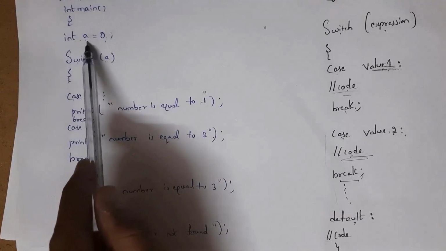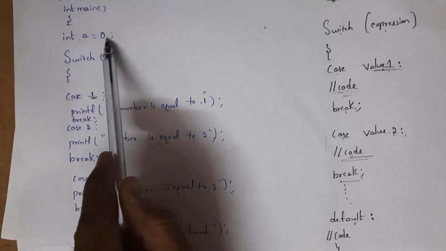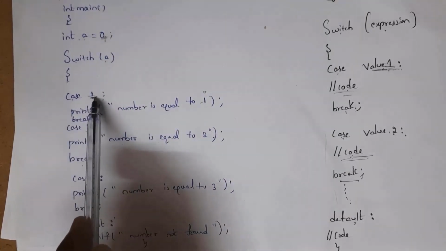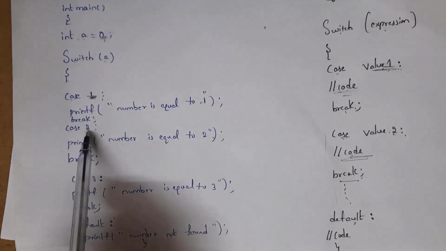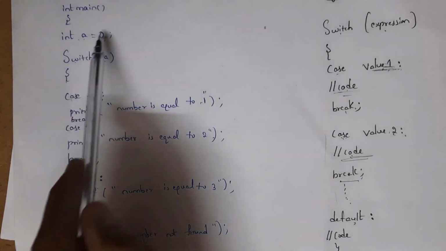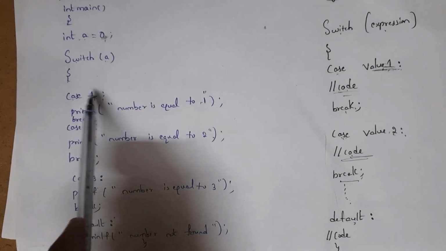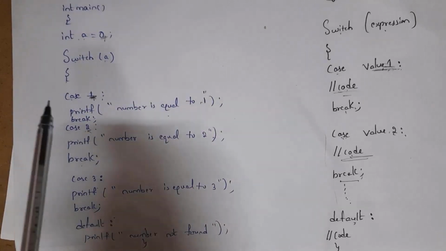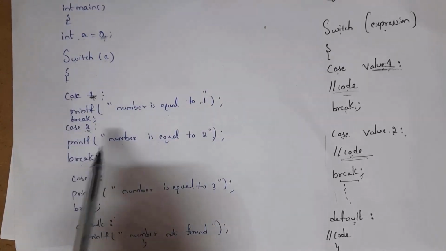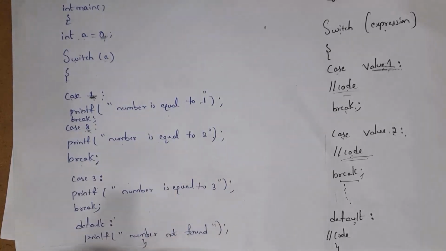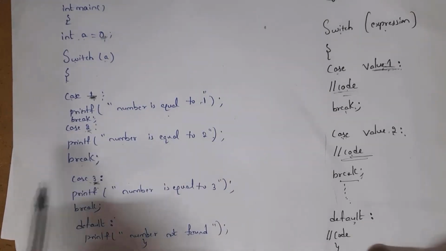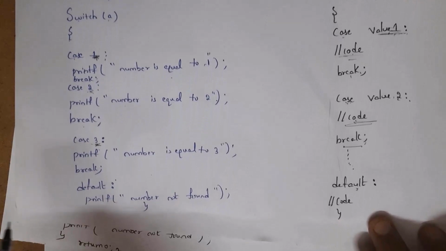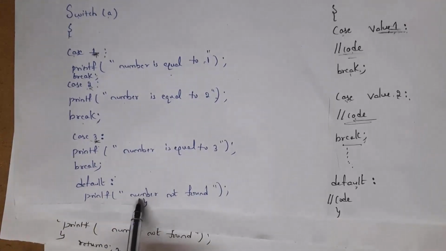Here I given value of a as 0. Now we need to compare this value with case values, that is 1, 2 and 3. 0 is not equal to 1, so this will not be executed. Similarly 0 is not equal to 2, this will not be executed. 0 is not equal to 3, it will not be executed. So I will get output as number not found.